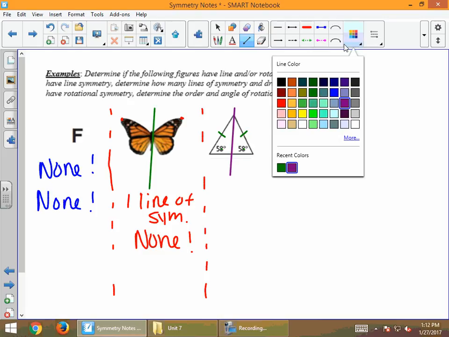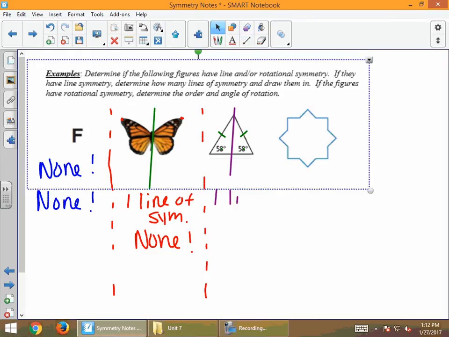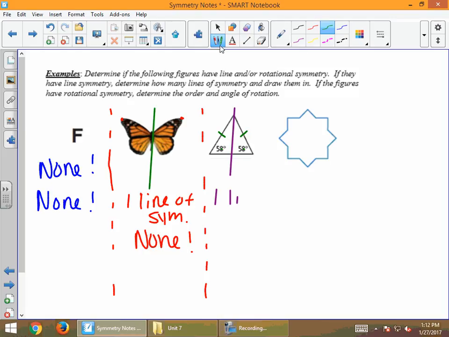Is there any rotational symmetry? One line of symmetry, and then no rotational. No way we can turn it so it maps onto itself. Questions so far? Now you might see a pattern. If there's no line, you might be noticing that there's no rotational. If there's one line, you might be noticing that there's still no rotational.